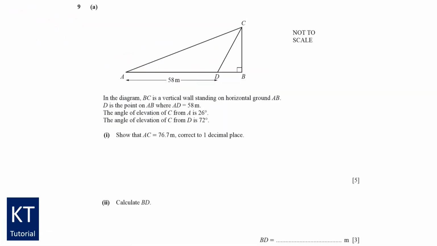Question 9a. In the diagram, BC is a vertical wall standing on horizontal ground AB. D is the point on AB where AD is 58 meters. The angle of elevation of C from A is 26 degrees. The angle of elevation of C from D is 72 degrees. Show that AC is 76.7 meters, correct to 1 decimal place.